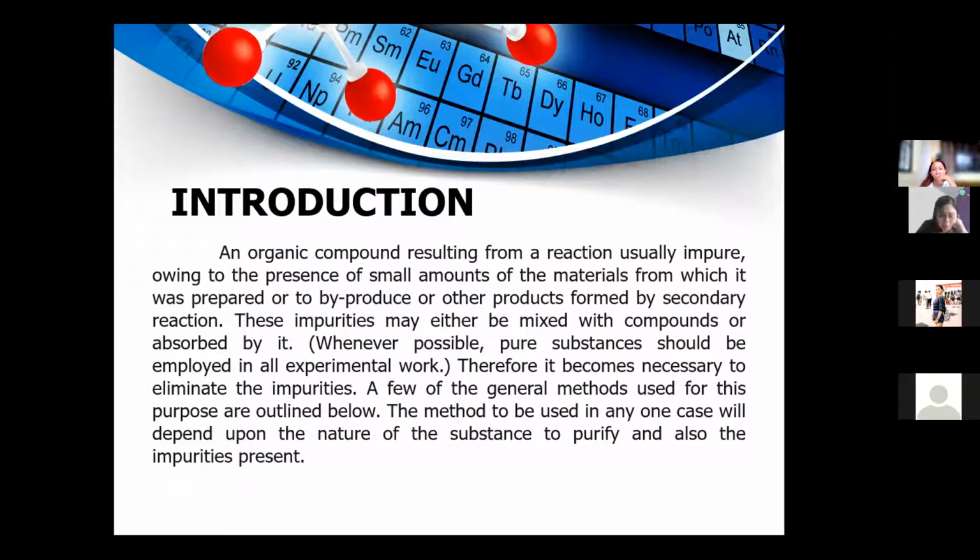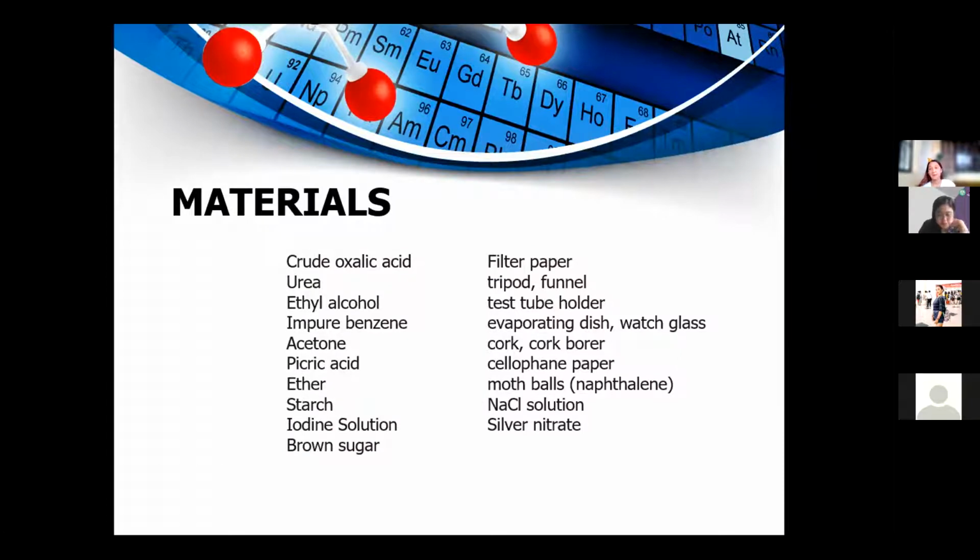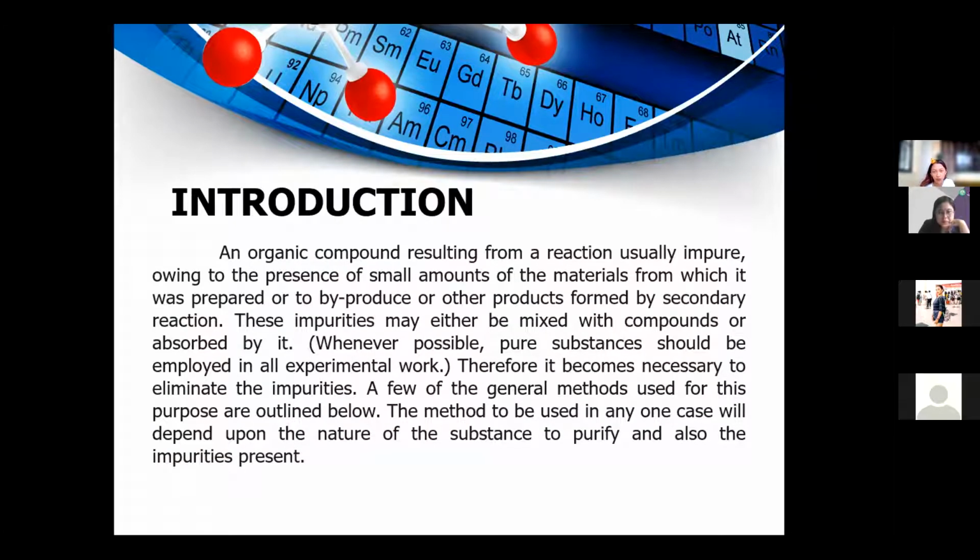The method to be used in any one case will depend upon the nature of the substance to purify and also the impurities present. So what is purification, by the way? Let us expound on purification for clarity. Purification is the physical or chemical process of removing contaminants or impurities from a compound. The physical processes may include sublimation, distillation, filtration, crystallization, extraction, or decolorization. In our Experiment 5, the methods we use are sublimation, crystallization, and decolorization.